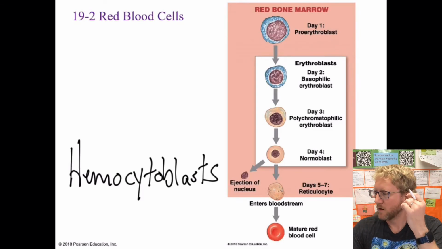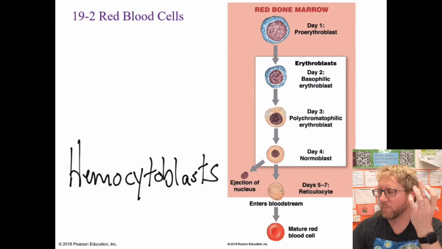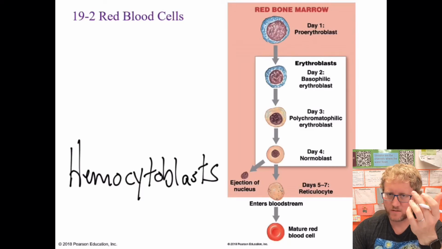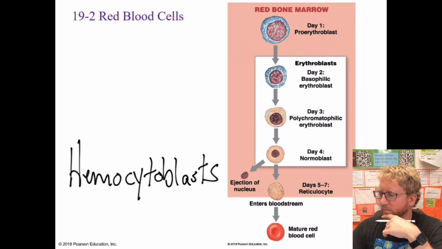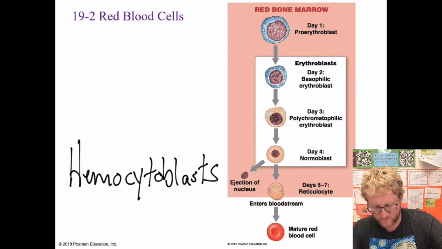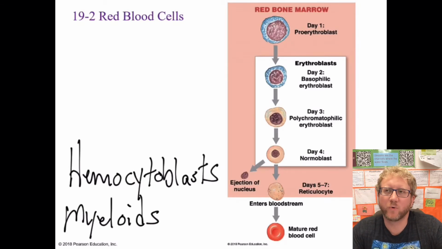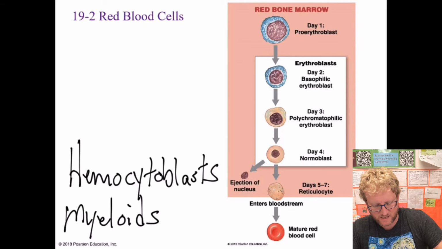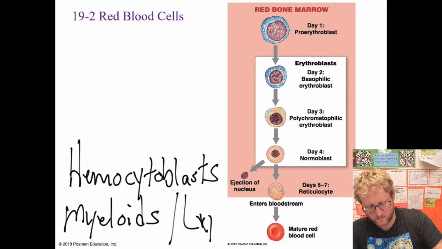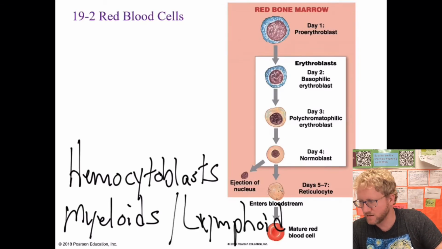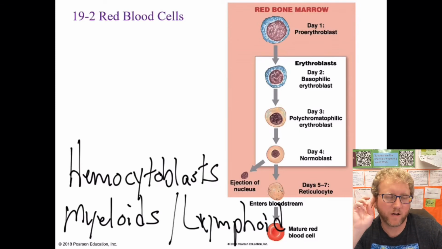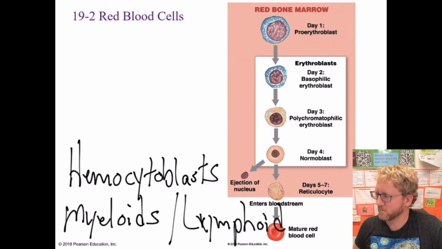Hemocytoblasts. These are also known as hematopoietic stem cells. Okay. Now, there's two types of hemocytoblast. We have myeloid cells, which turn into red blood cells and some of the white blood cells, and then lymphoid cells, which become lymphocytes. That's a type of white blood cell, which we'll talk about later.